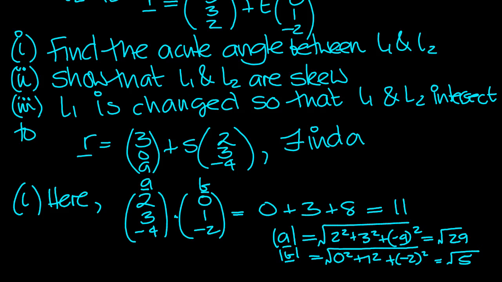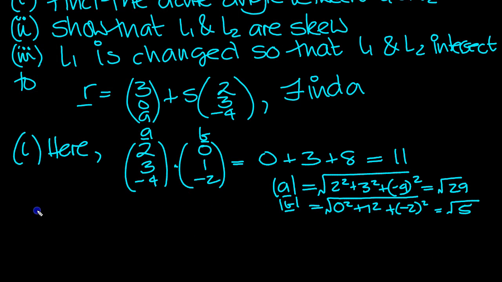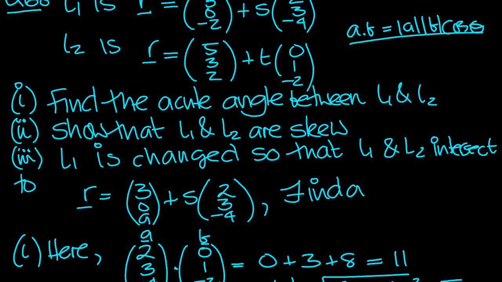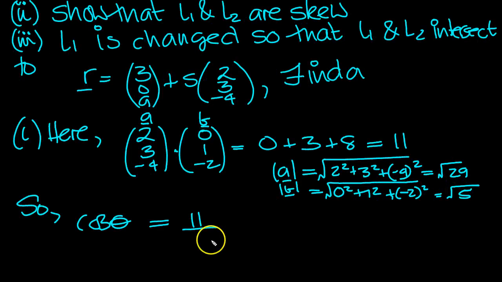So the angle then, theta, between them. So, cosine of the angle theta from the dot product. Remember it's A dot B, 11. And the product of the moduli can come underneath, can't it, remember? So it's root 29 times root 5.